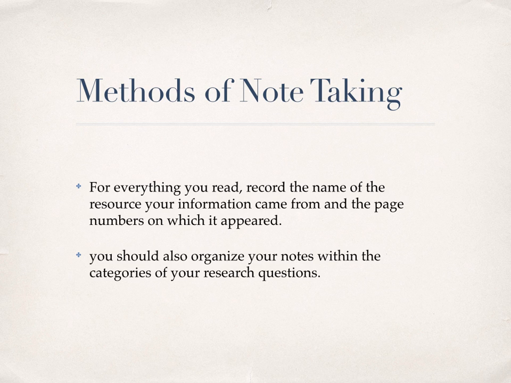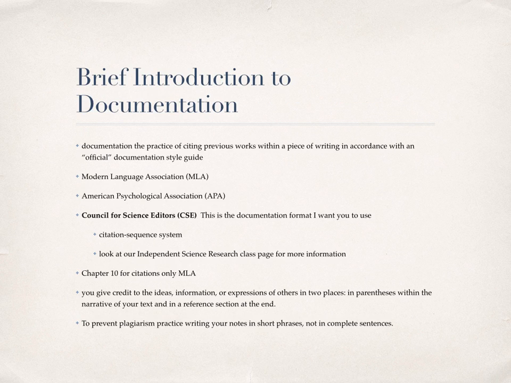But first, I want to talk about documentation. There are many different types of documentation styles. The Science Research Handbook talks mostly about MLA, and they teach you in chapter 10 how to do MLA. Another very common one is the APA. I want you guys to do the Council of Science Editors, the CSE, which I highlighted. I want you to use the citation sequence system.